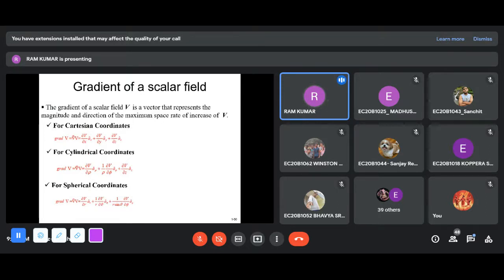Then, like divergence and curl, we have the gradient, right? It is the del operator applied to V, where V is a scalar. It should be a scalar to find a gradient. The same del formula is used for the gradient. So you should know these three operations, gradient, divergence, curl, in all three coordinate systems: rectangular, cylindrical, spherical. Rectangular is also called Cartesian.